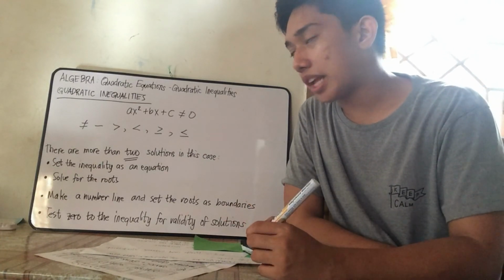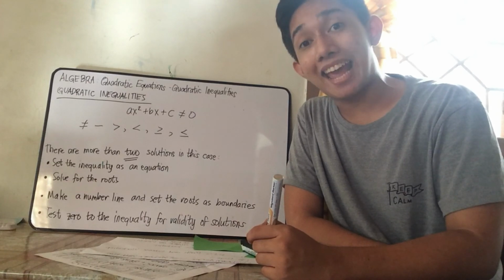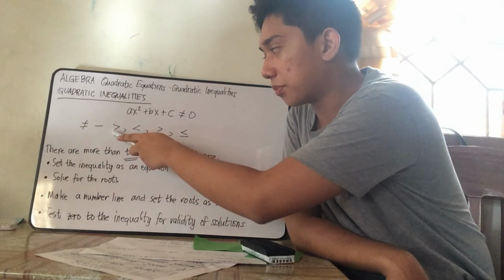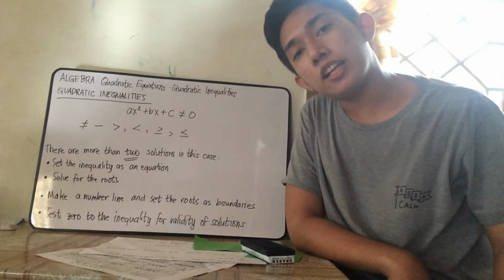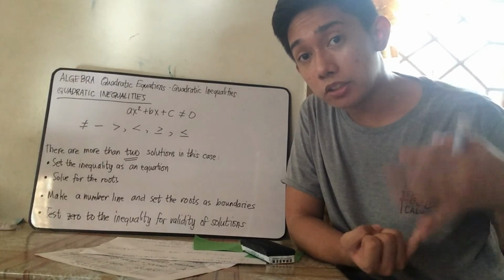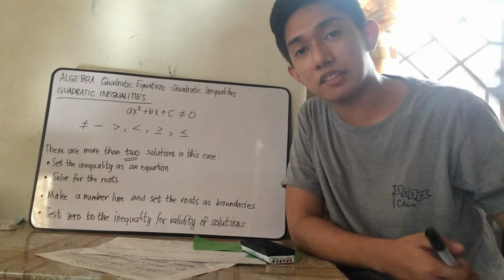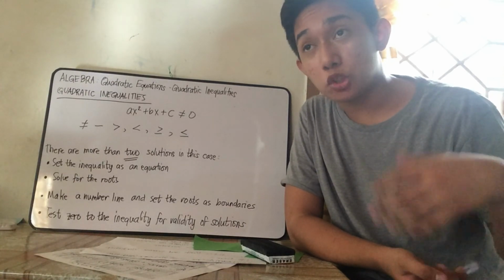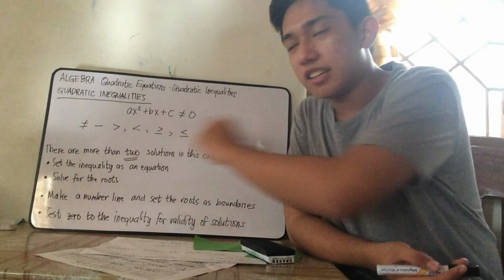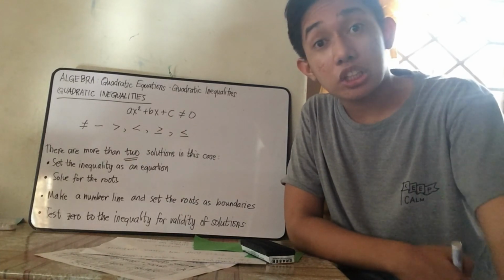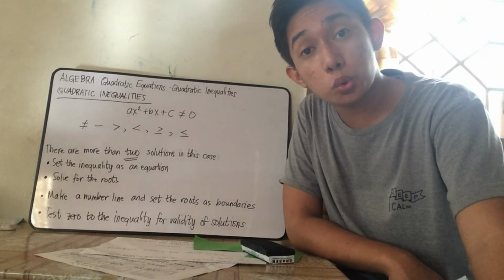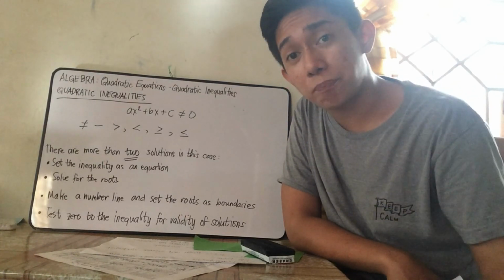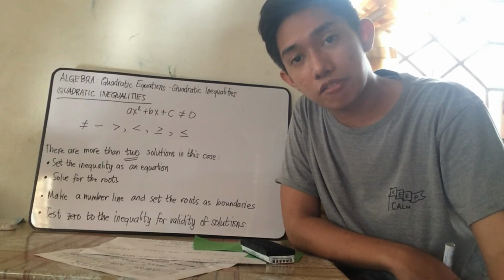So, ang form po ng quadratic inequalities is ax squared plus bx plus c is not equal to 0. Pero it can be expressed with these 4 signs. And take note, in this case, you need to review your set builder notation lessons in your past year, in grade 7, so that you will know the solution sets. Because in this problem, in this concept, there is more than 2 solutions. Okay? So, hindi lang isa, hindi lang dalawa, marami po. Depende po sa interval. Okay?